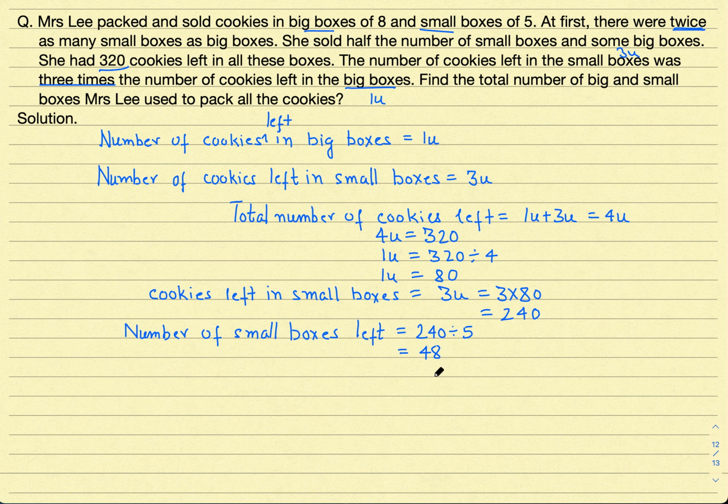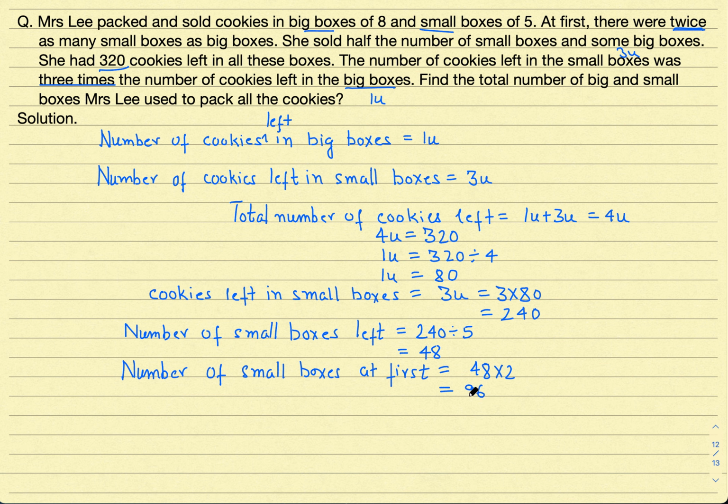So how many small boxes were there at first, right? So since half were sold, and we know it's 48, the number of small boxes at first should be twice of this amount. Right, twice of 48. So let's find how much it will be. The number of small boxes at first would be 48 times 2, is equal to 96, right? So the number of small boxes at first were 96, right?